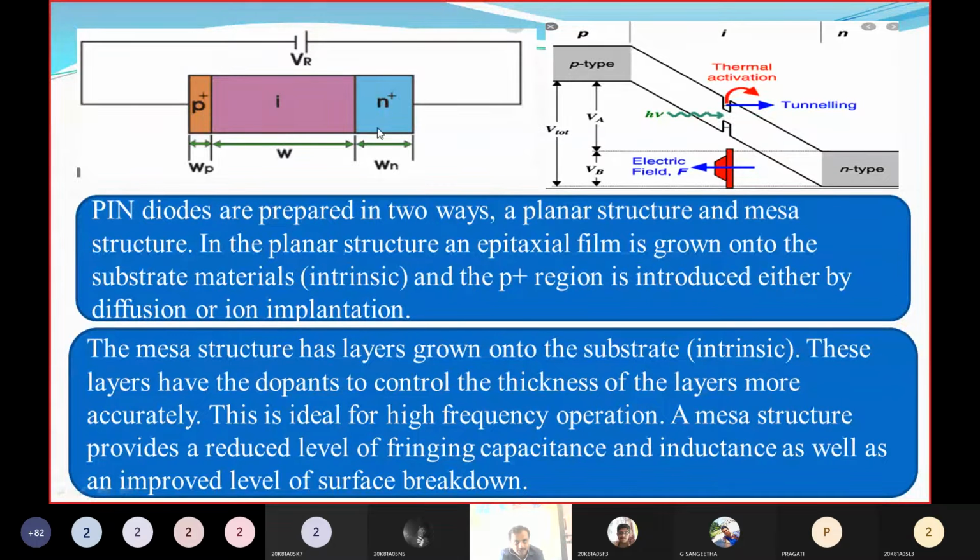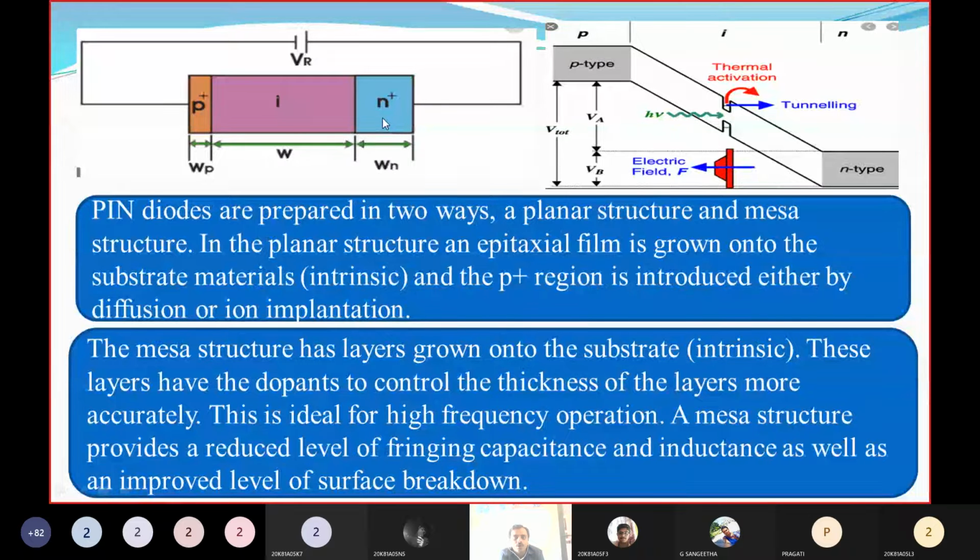Next, consider minority charge carriers. In the P region there are some minority charge carriers, and in the N region there are some minority charge carriers. Due to these, the current flowing through the circuit will be very small compared to the PN photodiode, because the width of the depletion layer is so high. If you connect the positive terminal to the N region and the negative terminal to the P region, then for minority charge carriers this acts as a forward bias, because holes will be present in the N region.